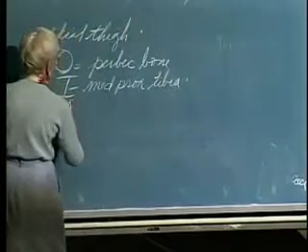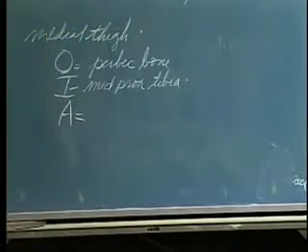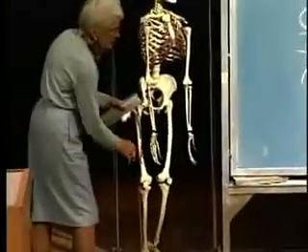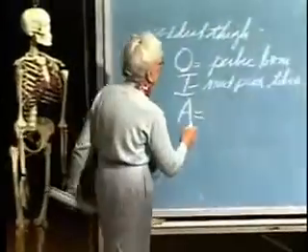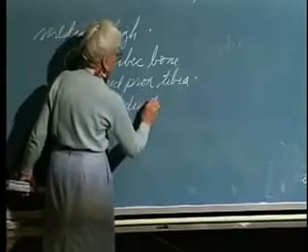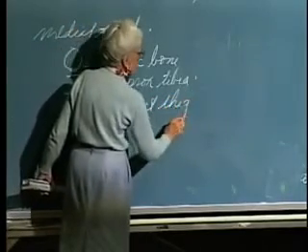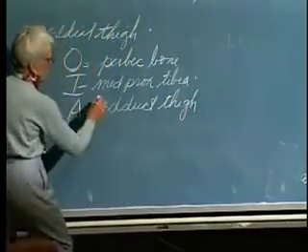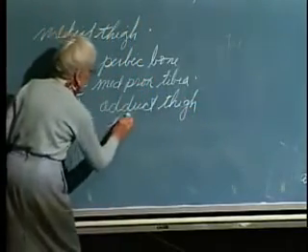And what will it do? When it contracts, it will adduct the thigh. It's an adductor. And it can flex the knee because it's going to the tibia, it's crossing that joint.